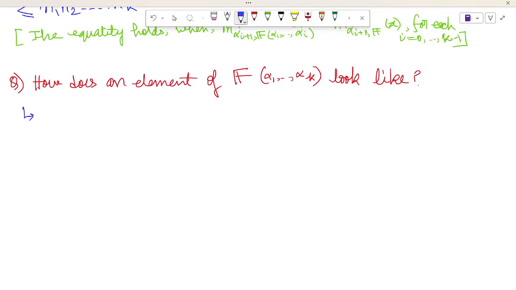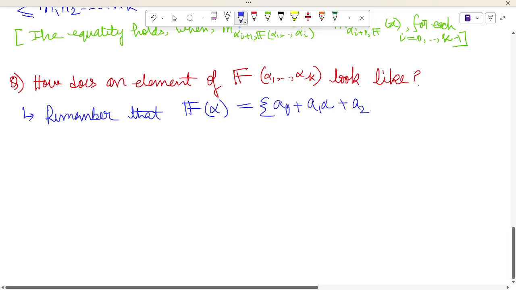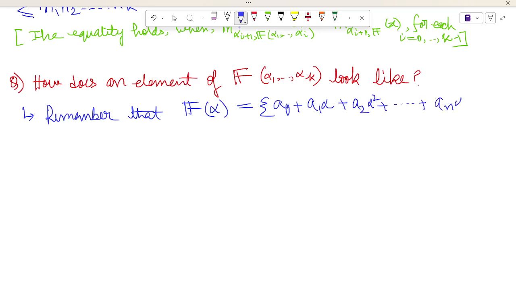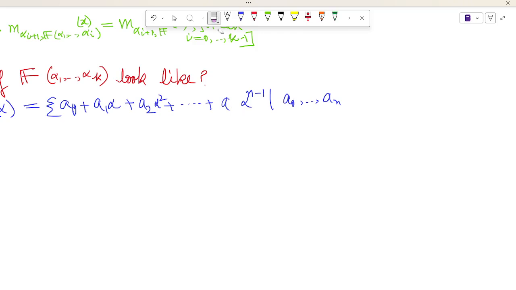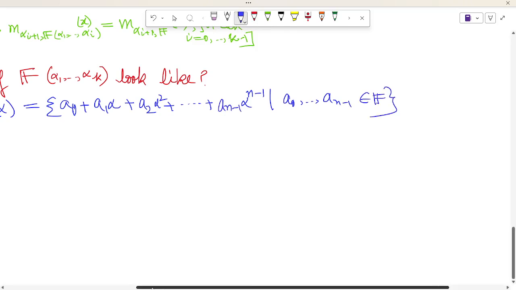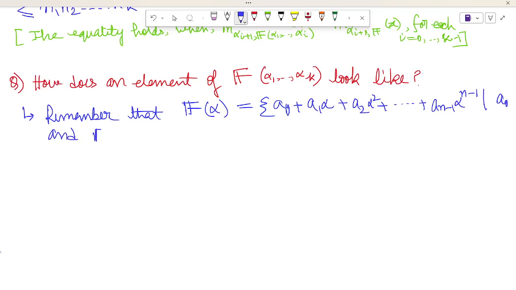So to answer the question, remember that an element of F(alpha) is some polynomial in alpha, a0 plus a1 alpha plus up to an minus 1 alpha to the n minus 1, where a0 up to an minus 1 belong to F, and n is the degree of extension, that is, the minimal polynomial degree of alpha over F. Okay, we know this is a formula.